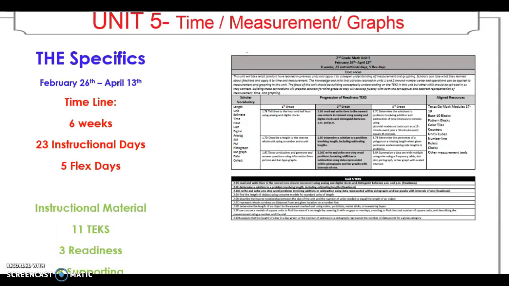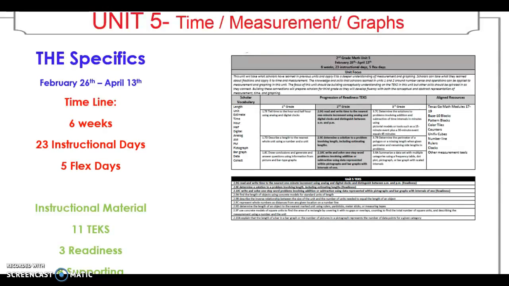We're going to make sure that our scholars in this unit read and write time to the nearest 1 minute increments, on an analog clock and on digital clocks, and that they're able to distinguish between AM and PM. They're going to determine the length and estimate lengths. They're going to write and solve one-step word problems involving addition or subtraction, and that's going to be a spiral from, I believe, Unit 2 and Unit 3.